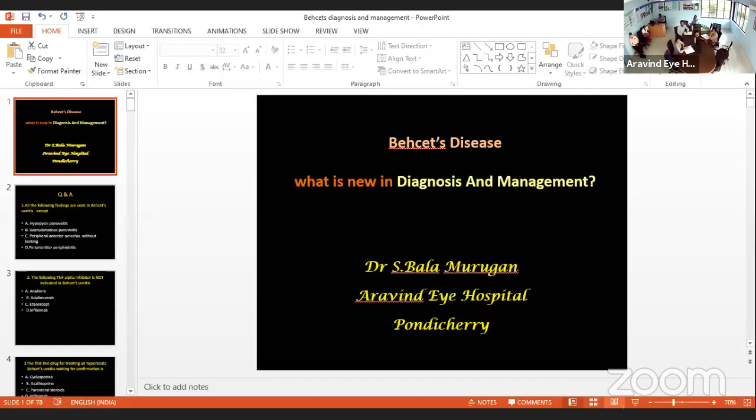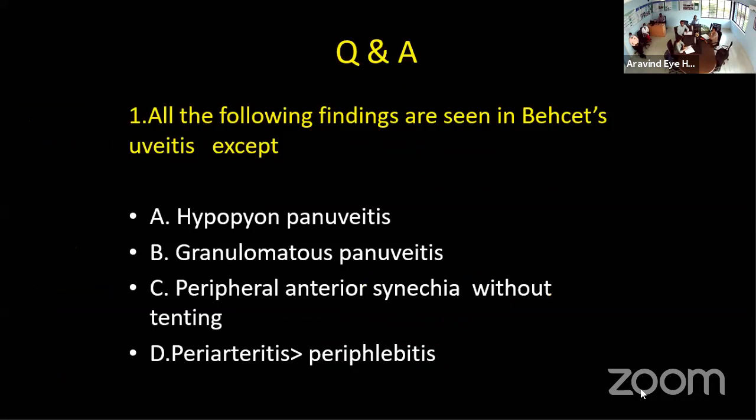I think most of you would have answered the questions correctly. All of the following findings are seen in Behcet's except hypopyon? Granulomatous, no, strictly non-granulomatous. Peripheral anterior synechiae without tenting, of course. Arteritis more than phlebitis. Good, looks easy.